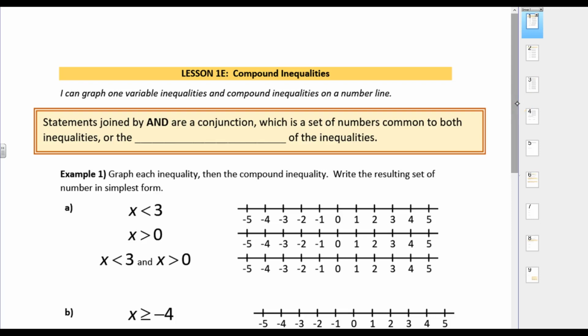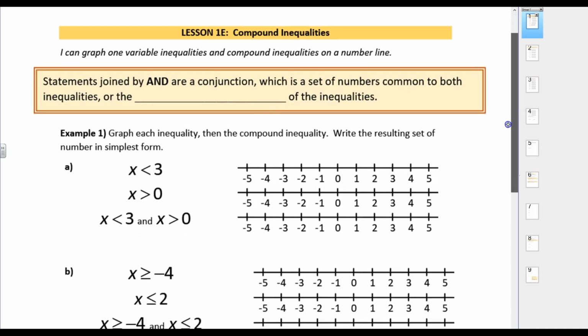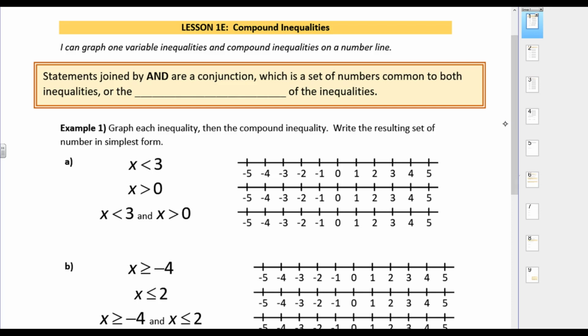Hello and welcome to Lesson 1E, Compound Inequalities. I can graph one variable inequalities and compound inequalities on a number line.